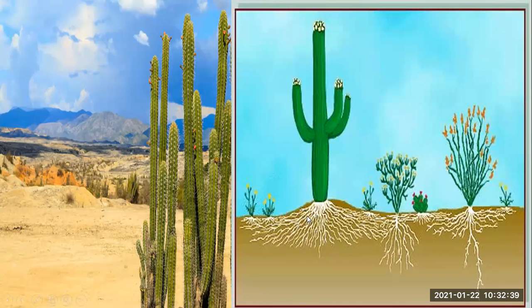Why are they so long? Because they need to go deep down to find water, because there is a shortage, there is little amount of water in the deserts. But water is present somewhere beneath the surface of the earth, okay? So their roots go deep down to find water. They get the water from there. That is how they grow.